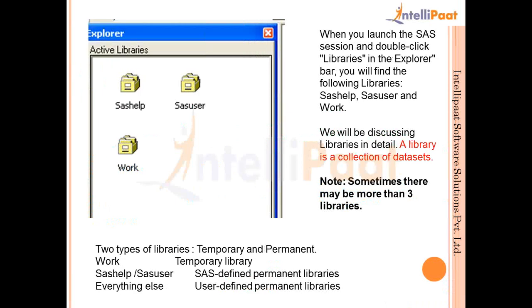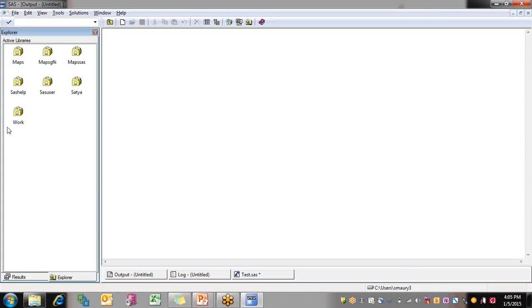Again, it tells you that there are default libraries, SAS Help, SAS User and Work, which you get on your system. But let me tell you an important question which is normally asked in interviews. We have a Work library, a SAS Help library, and a SAS User library. When you open all these three libraries one by one, whenever you want, you do not get any data set in the Work library.